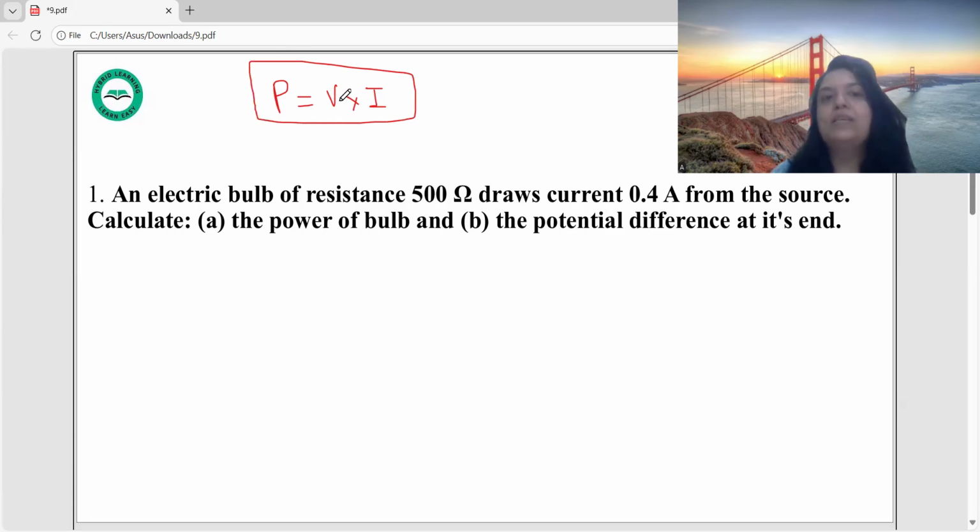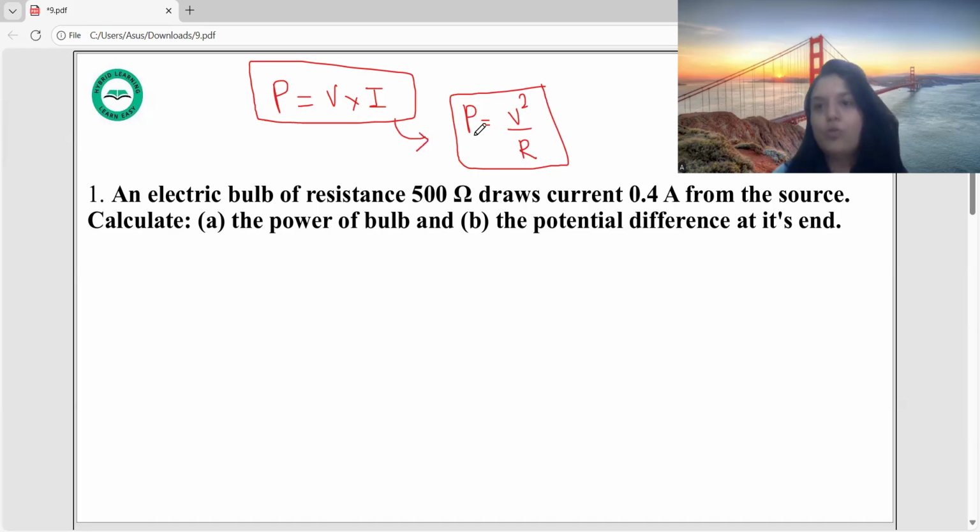So this is the first formula, that is power is equal to V into I, potential difference into current. Power is measured in watt. V is the potential difference measured in volt. I is the current measured in ampere. The second formula will be power is equal to V square by R. Both of them are necessary, but we are getting this one from the first using Ohm's law. Okay, so let's start the question.